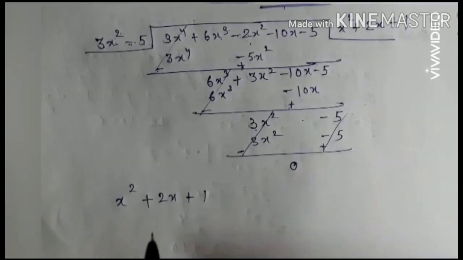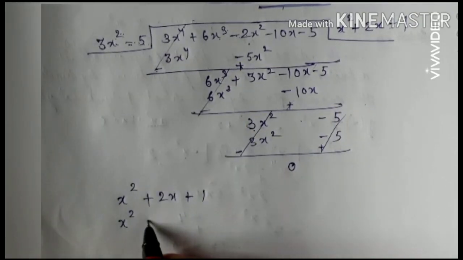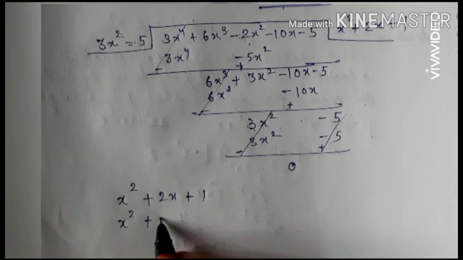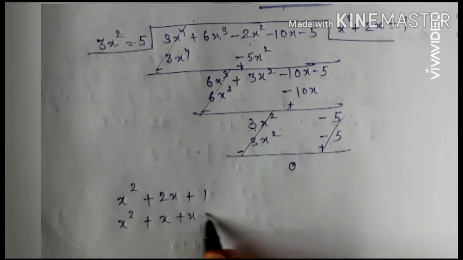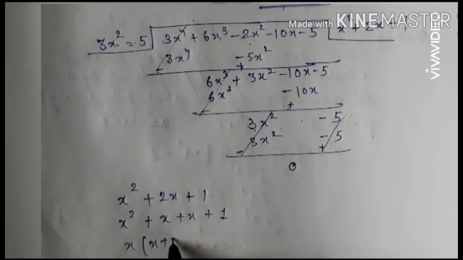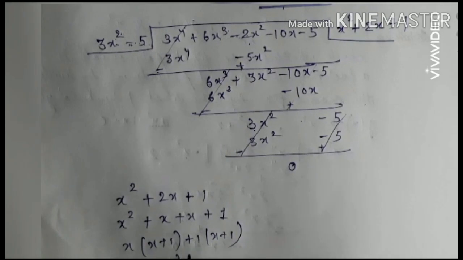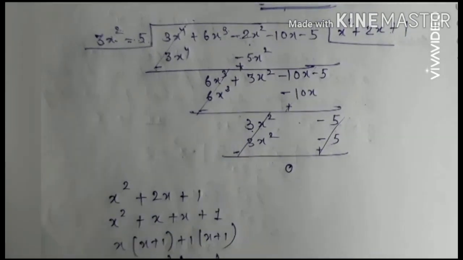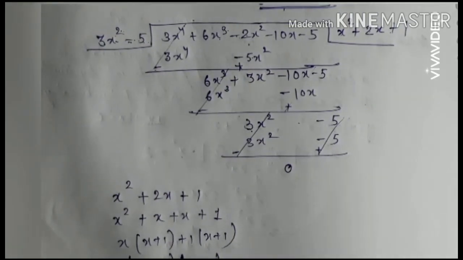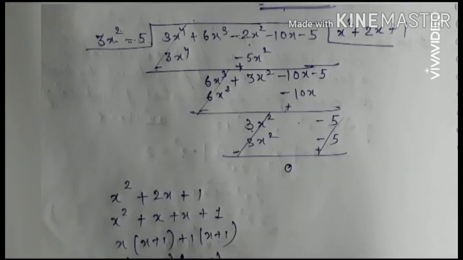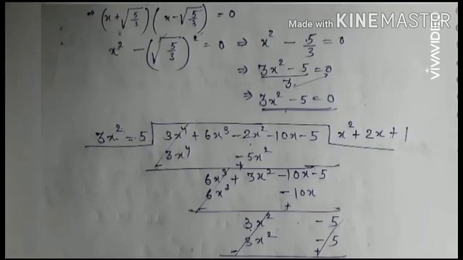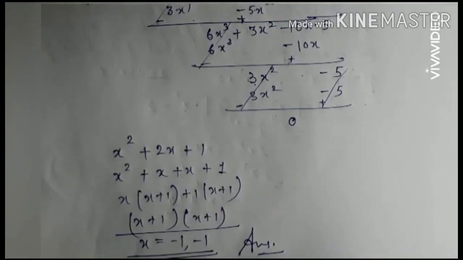Now again factorize this with the help of middle term split. Then x plus 1 and x plus 1, taking x common and 1 common. That means your two other roots are minus 1 and minus 1. Now you have the 4 roots. These are the other roots you have found. First, you had 2 roots given, and 2 roots you have found, that is minus 1 and minus 1. Now the total roots become 4.